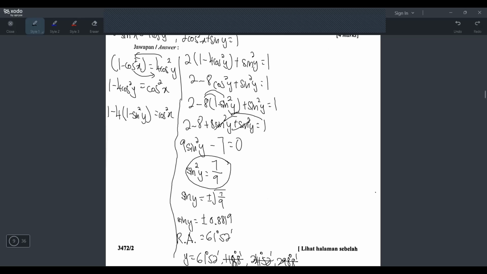So now it becomes 1. This one you cannot do 1 minus 4. You have to take negative 4, with a bracket. So it will be minus 4, negative, negative, positive: 4 sine square y equals cos square x. And then 1 minus 4 is negative 3, plus 4 sine square y, which is 7/9, equals cos square x. And then cos square x equals this whole thing. Just press the calculator: negative 3 plus 4 bracket 7/9.